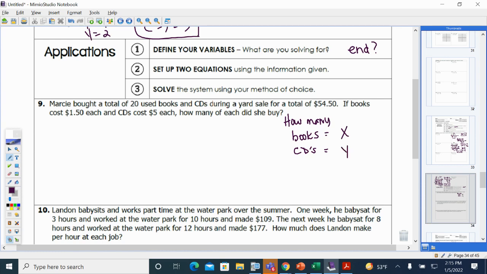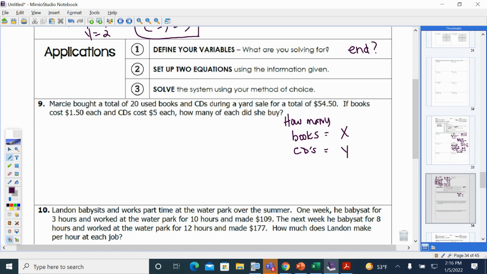So I define my variable. In step number 1, define your variable. What are you trying to solve for? So if I go back, I should be able to create two equations, and that's what it's going to take. If I have two variables, I have two things I don't know, then I need two equations to figure that out, to solve that system. Marcy bought a total of 20 used books and CDs during the yard sale.